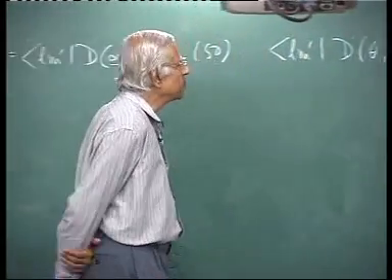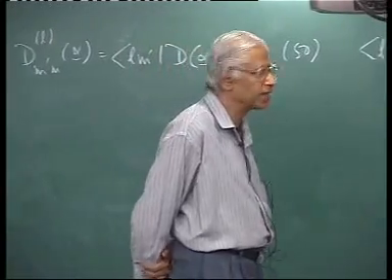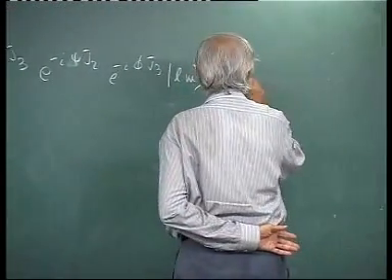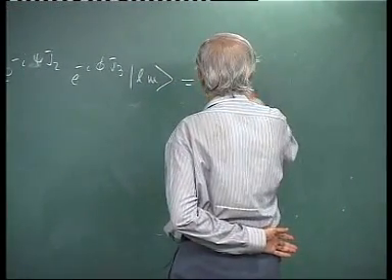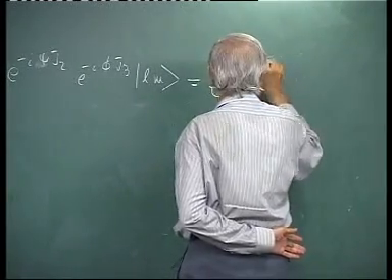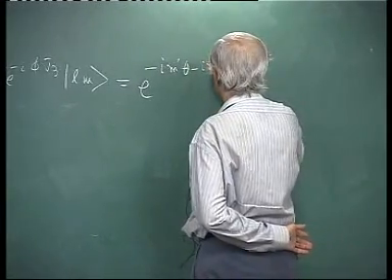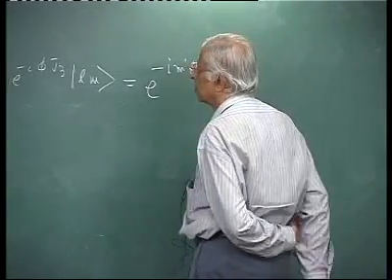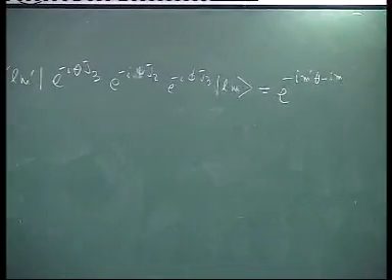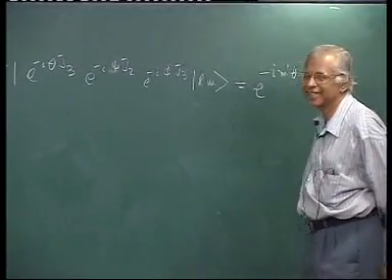What is the theta dependence of this matrix element? Anybody tell me? This is equal to e to the minus i m prime theta. What is the phi dependence? Plus, the first term is plus. E to the power plus i m phi. Why? Why do you think it should be plus?